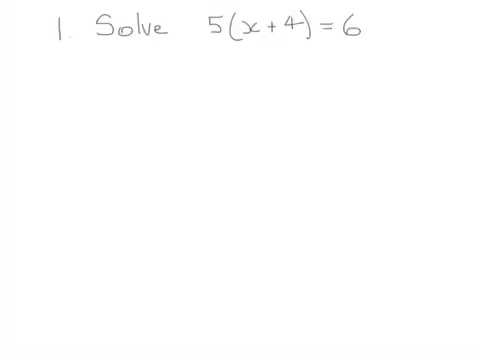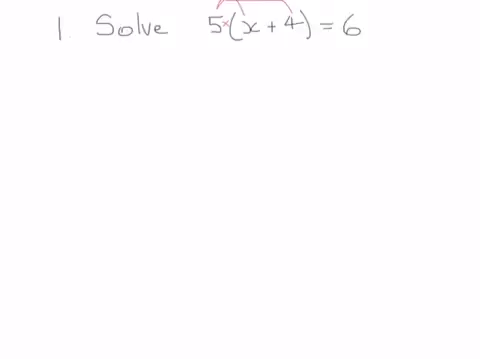In this video, we're going to solve equations with brackets. Now, because we have a 5 that's outside the bracket with x plus 4 in it, it's actually 5 times that bracket. So we want 5 lots of the x, and we also want 5 lots of the 4.